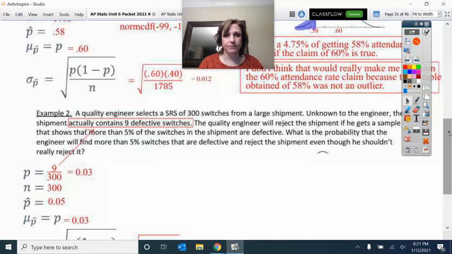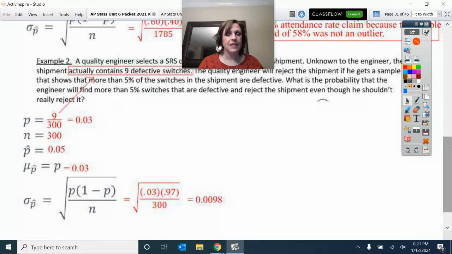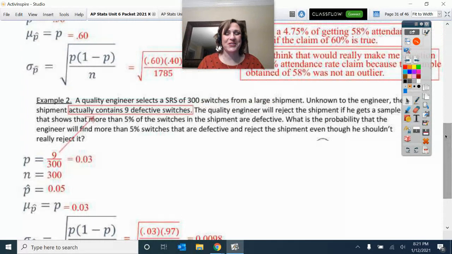Okay, so let's see here. I'm kind of calling into question my wording on this. It only has 9 defective switches. I probably should say per every 300, so I probably need to fix that. The intent is that it was not a population of 300 and that there are 9 out of every 300. Okay, anyway, we're going to go with that.